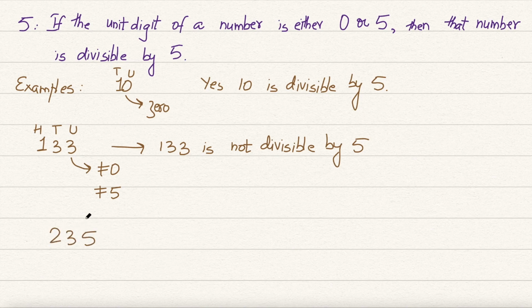235. This is the unit digit, this is tens, and this is 100. The unit digit is equal to 5. Since the unit digit here is 5, that means 235 is divisible by 5.